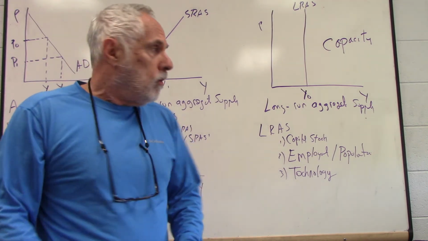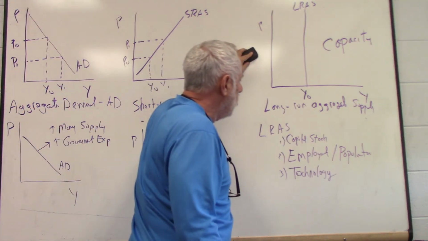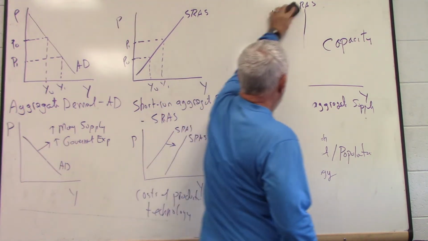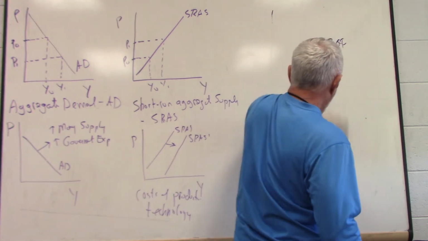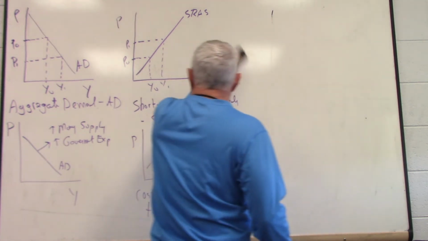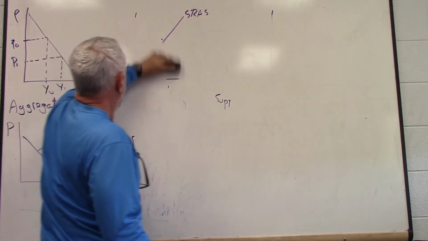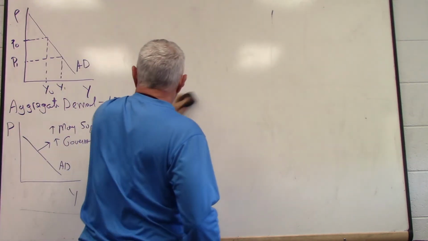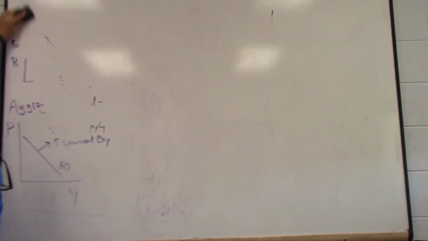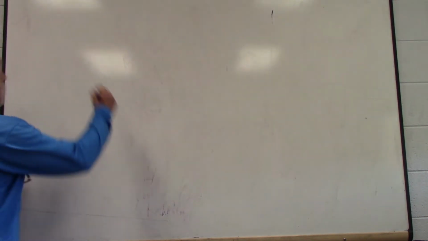shift outward. So with that in mind, let me erase the board here and let's put all three curves together and see how this works. And we'll just give a simple example of the intersection of the three curves, and we'll talk about this notion of long-run equilibrium. So, here we go.